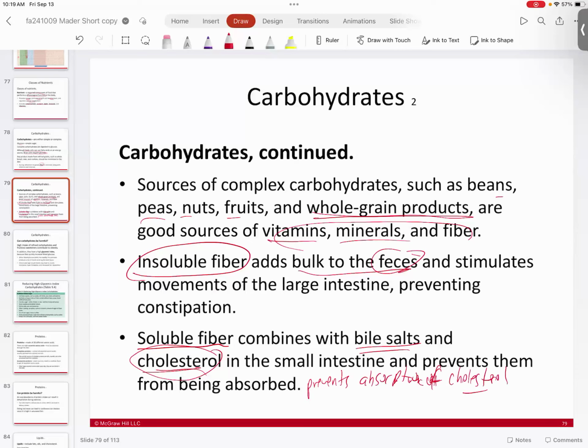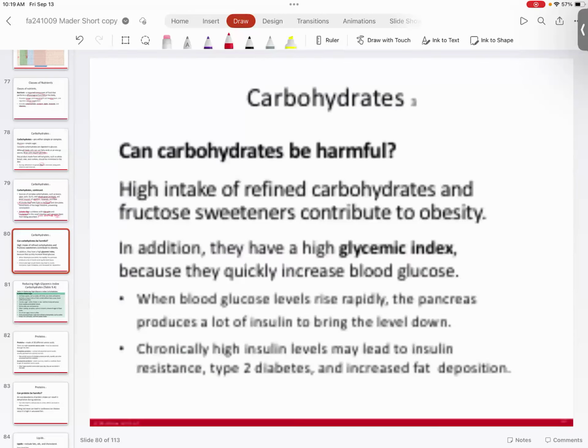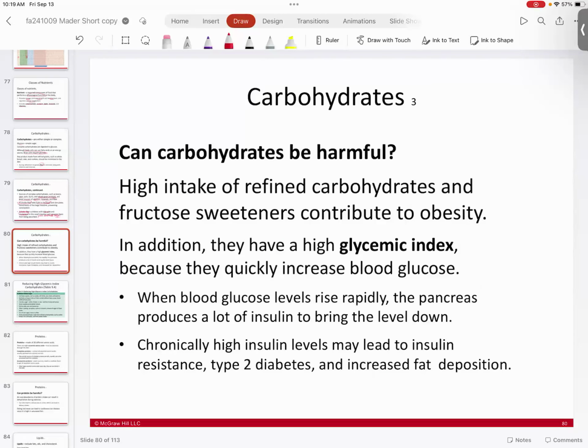This is the reason why you always want to eat lots of fiber, both soluble and insoluble fiber. They're good for you. That's the reason why if you eat cereal, you want to eat a high fiber cereal, with a combination of both insoluble and soluble fiber.